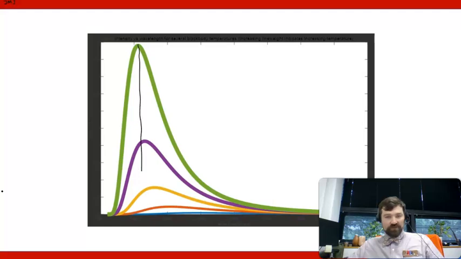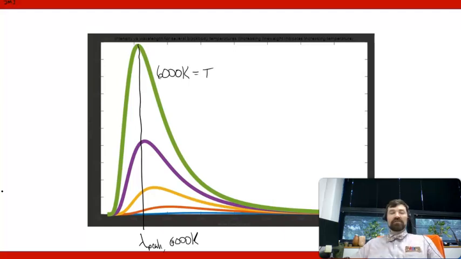So I'm just doing this for the green peak right now. And this would be lambda peak for 6,000 Kelvin, because this is the 6,000 Kelvin temperature curve.